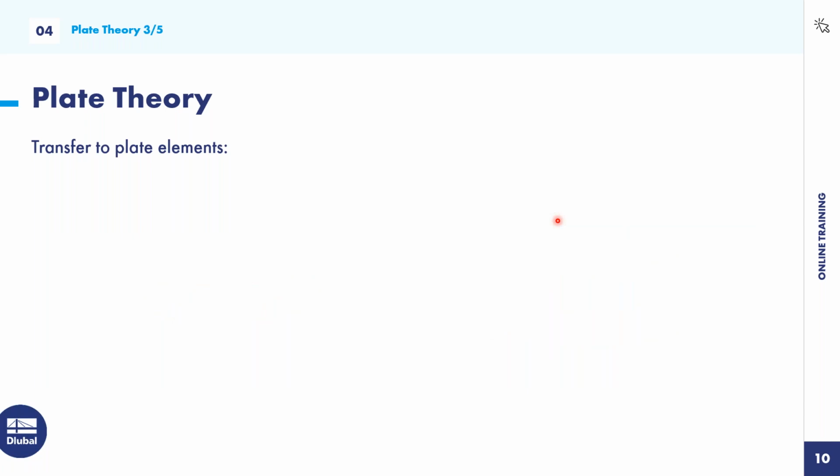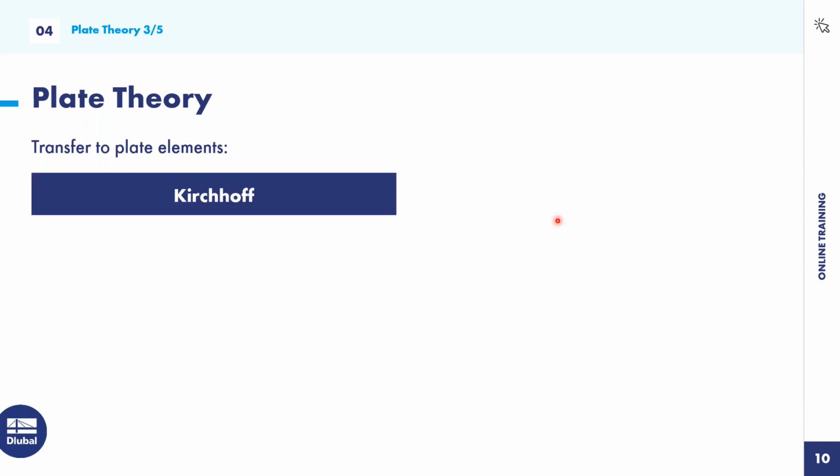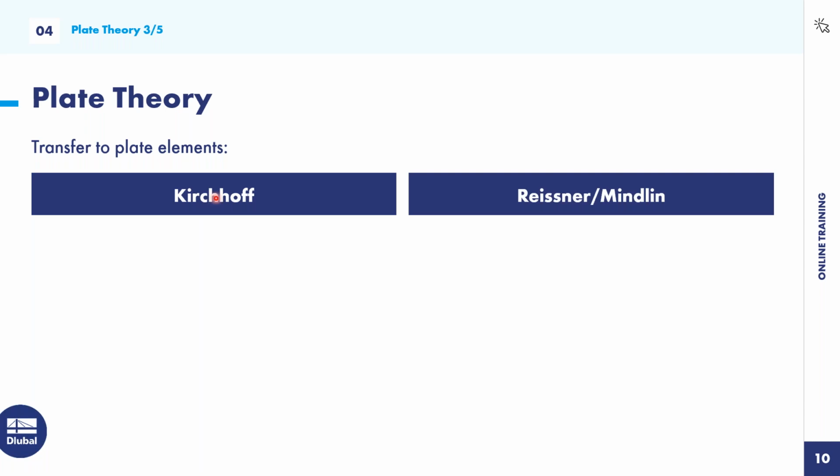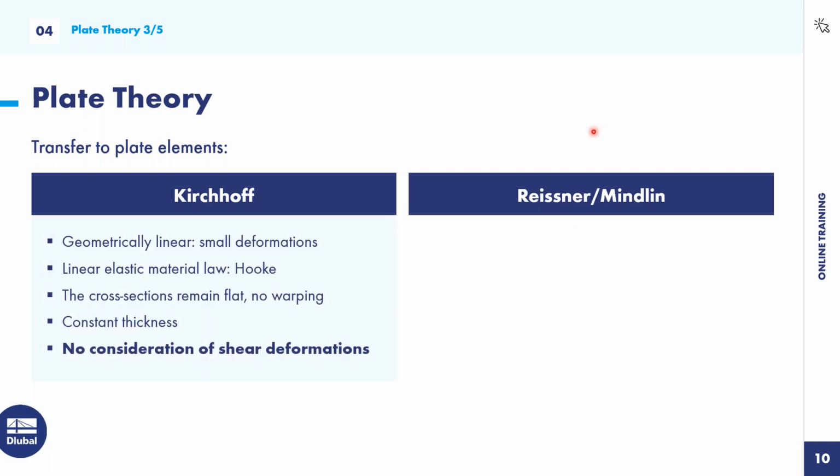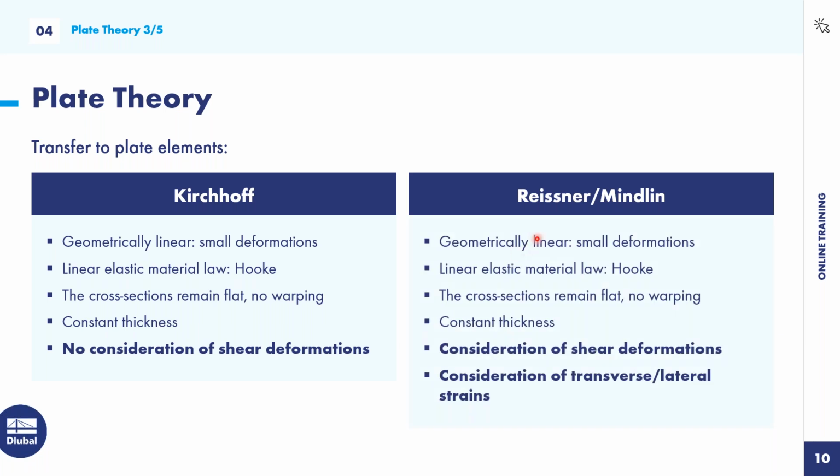Now let's transfer the beam theory to the plate theory. The Bernoulli beam is in the plate theory the Kirchhoff theory, and the Timoshenko the Reisner-Mindlin theory. So what are the conditions? We have a geometrically linear system, so small deformation, also Hooke's law, cross-section remains flat, no warping, and also a constant thickness. And we don't consider any shear deformations. Reisner-Mindlin, the four are the same, but we consider shear deformations and also the transverse and lateral strain.